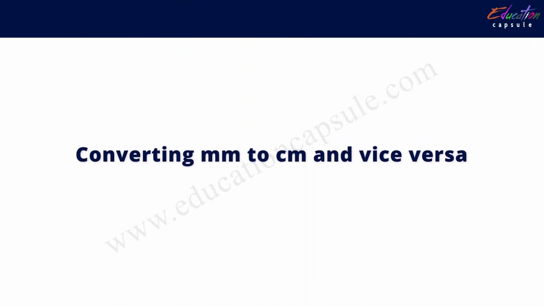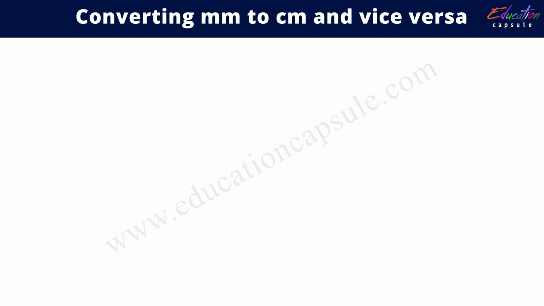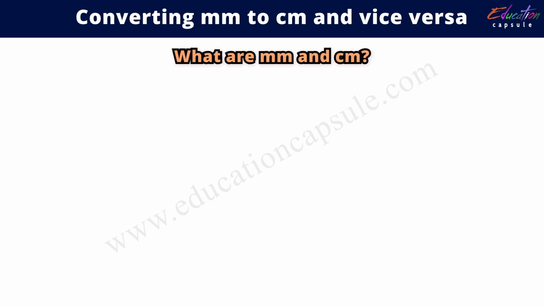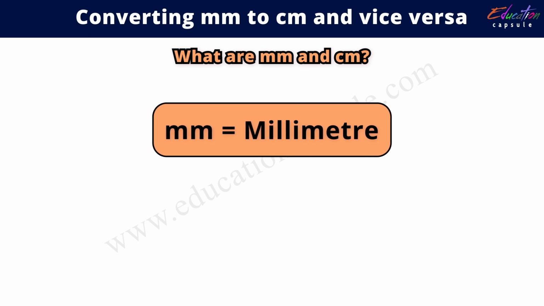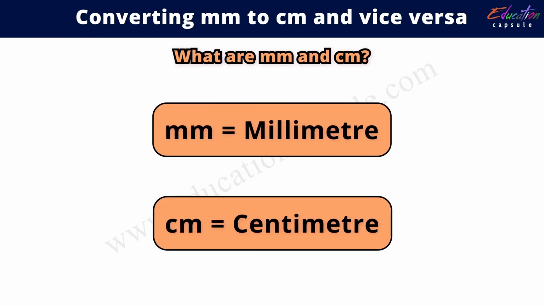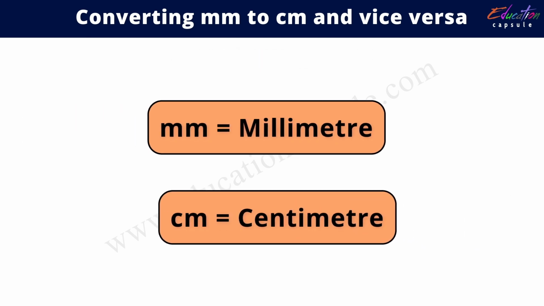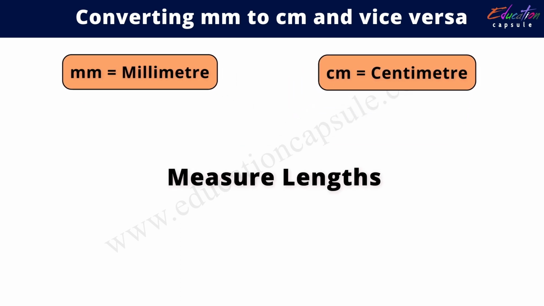Hi, today we are going to learn about converting millimeters to centimeters and vice versa. Now what are millimeters and centimeters? mm is the shorthand for millimeter and cm is the shorthand for centimeter. mm and cm are both used to measure lengths.